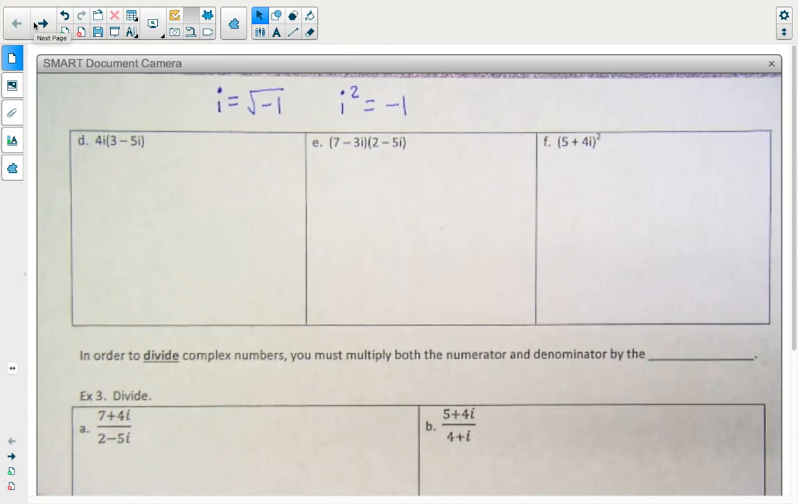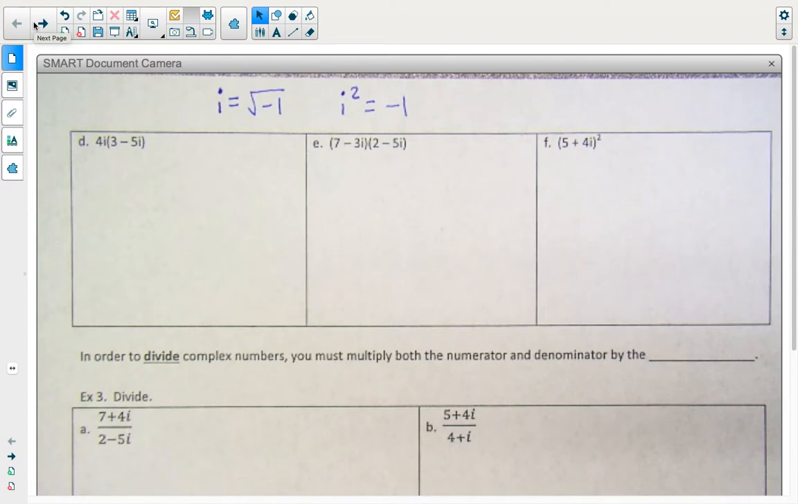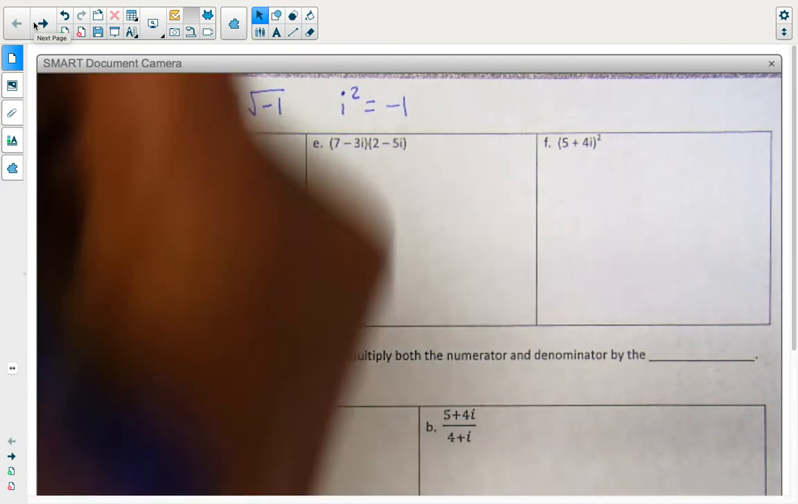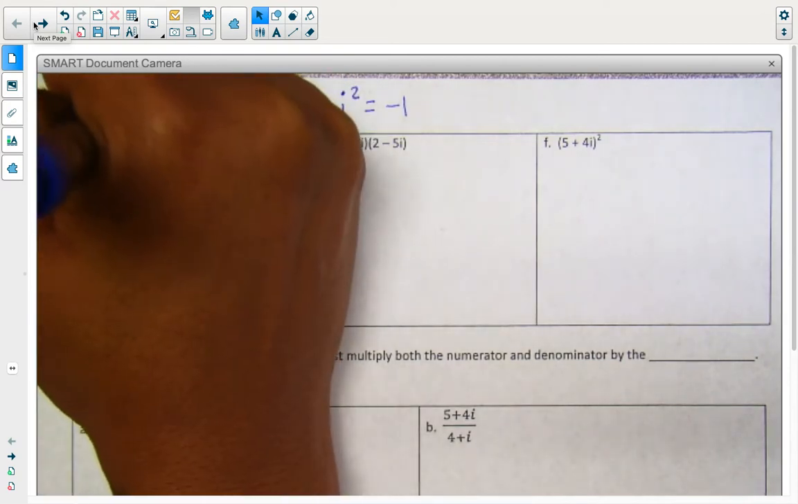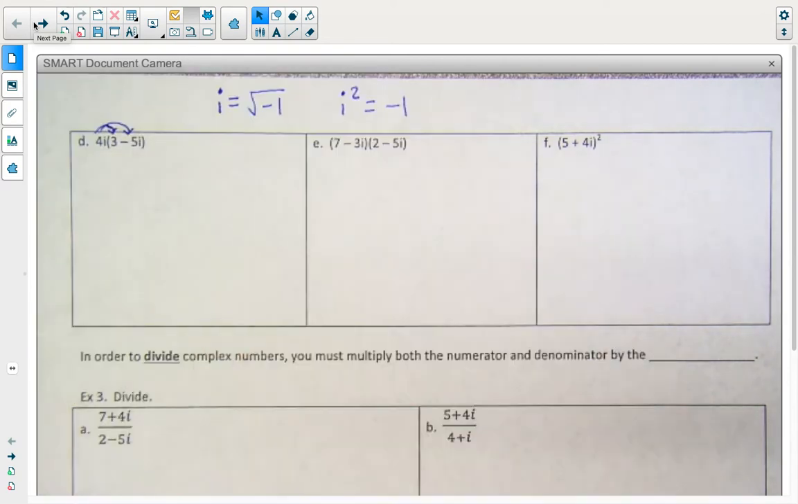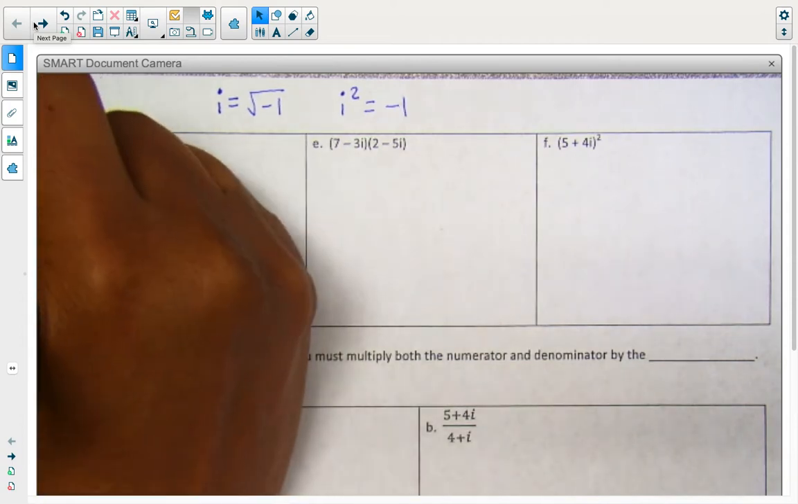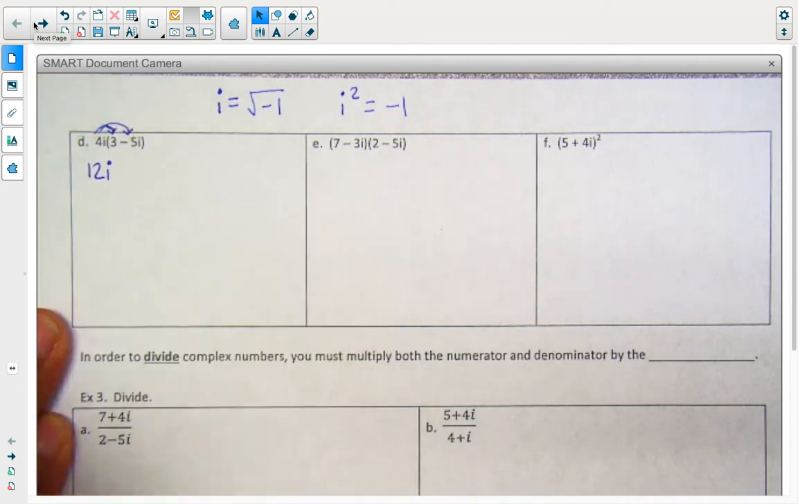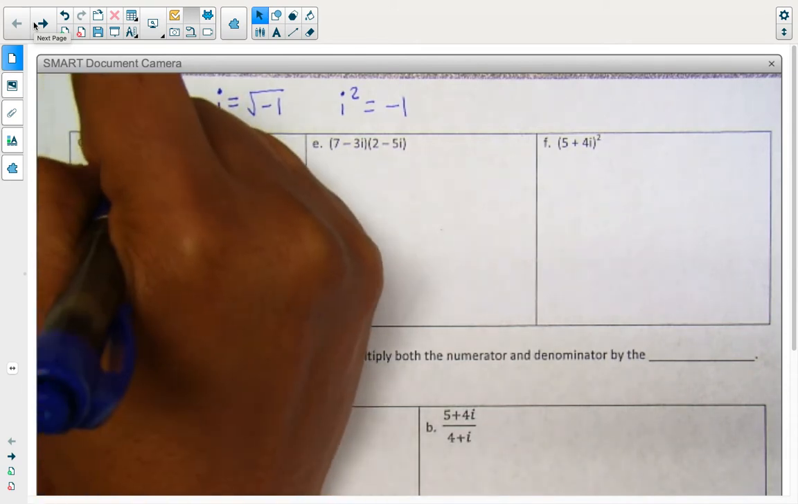The first one, we're going to do the distributive property. With all of these, we're still going to multiply like we would regularly, either using the distributive property or the box method. So this first one, I'm going to go through and distribute. If you need to put your arrows at the top, nothing wrong with that. 4i times 3 is 12i. 4i times -5i is -20i squared.